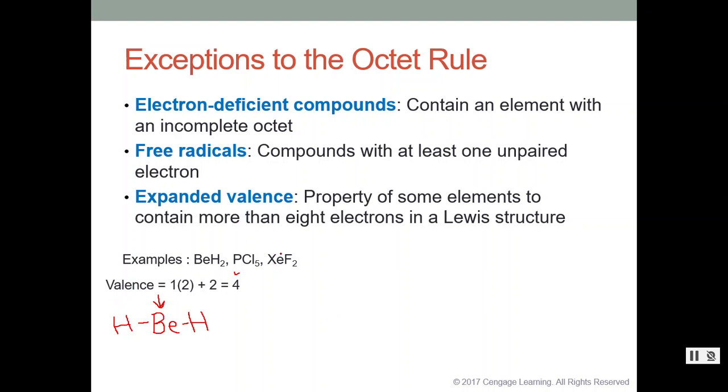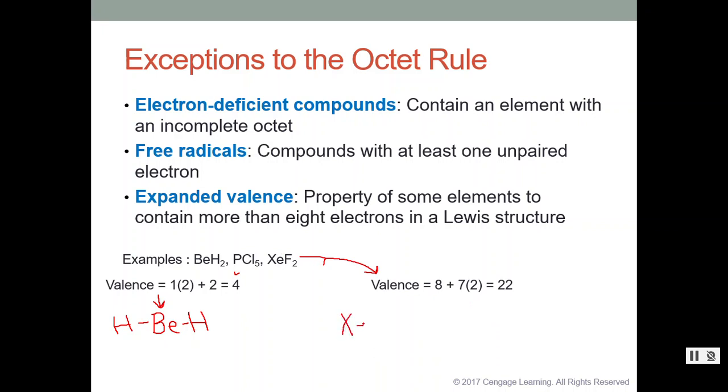Now let's do something with an expanded valence, XeF2. We're going to start by doing number of valence electrons. Xenon, noble gas, group 8. I've got 2 fluorines, each in group 7, so I've got a total of 22 valence electrons.